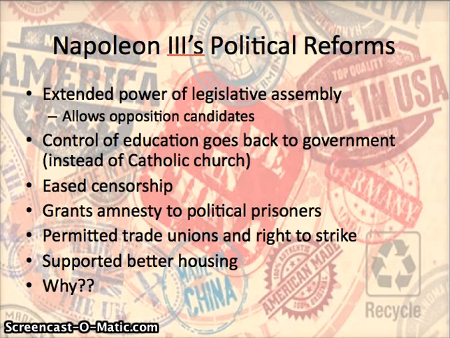Now he feels like he can ease up. He can institute some things that are going to appease more than just the conservative classes, because that's going to promote even more nationalism. More people are going to support Napoleon if he does things that make every person, urban, rural, poor, rich, happy. So, those are some suggestions as to why he does that, but we can speculate further in class.